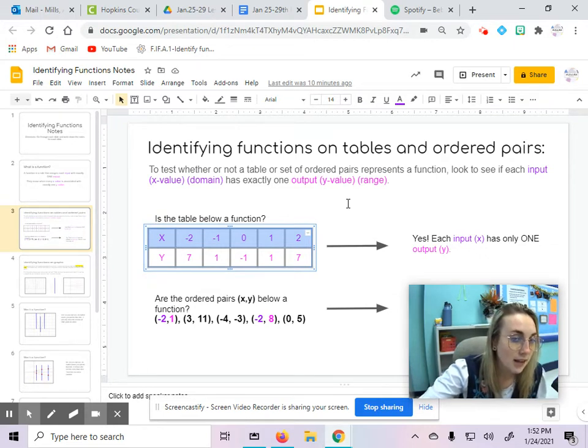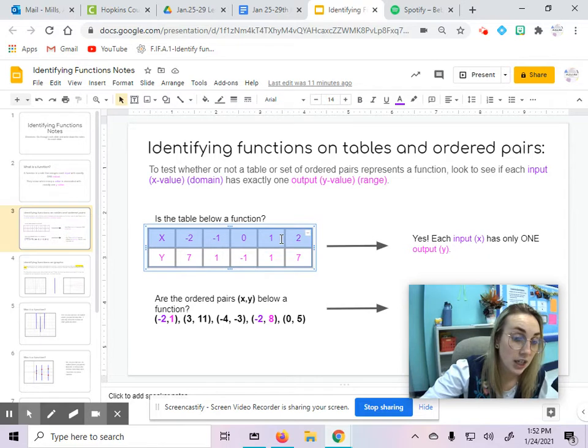As you can see, each input has exactly only one output. -2 has only one output, that's 7. -1 only has one output, that's 1. 0 has one output, that's -1. 1 has one output, that's 1. And 2 has only one output, that is 7, okay? This would, in fact, be a function because all of your x values are different numbers. There is never a number that repeats itself that has a different y value.